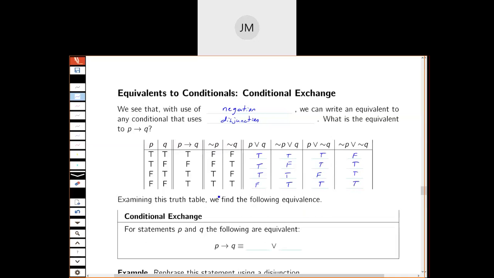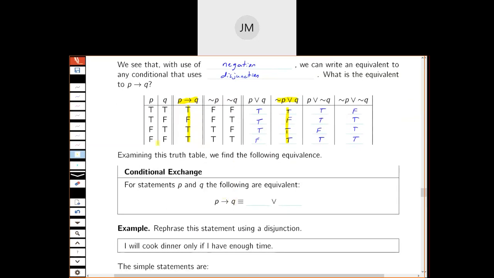Okay, so I can see that this one, false in the second row, matches this one, false in the second row. So this is a conditional exchange. If I have a statement if P then Q, I can say that's equivalent to not P or Q. So I could switch out any if then statement with an or statement. Okay. So here's another way to look at that.